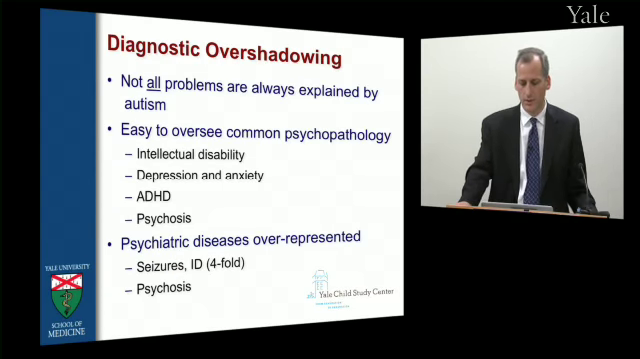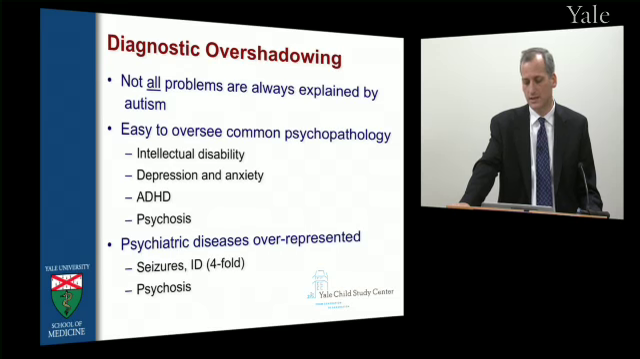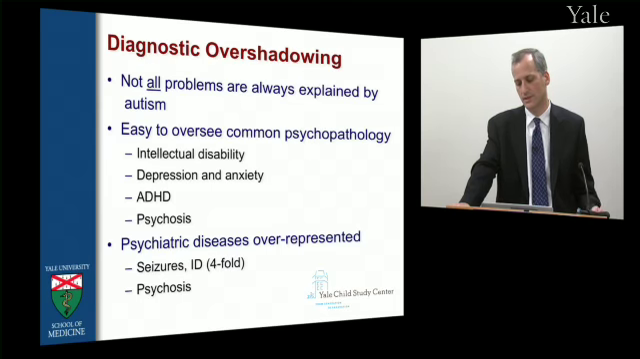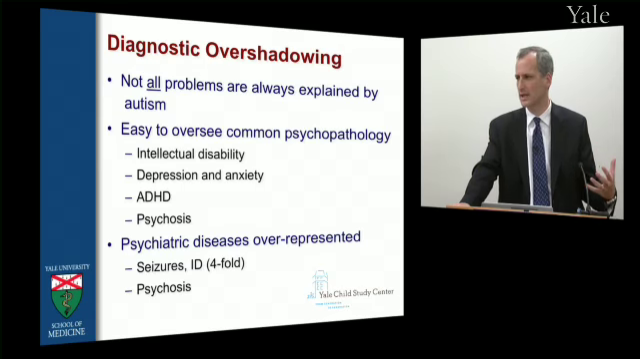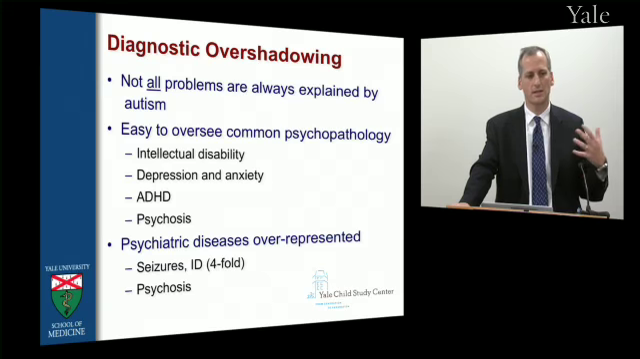Again, not all problems are always explained by autism. It is very easy to overlook even common psychopathology. Intellectual disability, for sure, mental retardation, can be present in two-thirds, three-quarters of kids with autism. Depression and anxiety become particularly serious problems during adolescence, during young adulthood, when some of these individuals, particularly the higher functioning ones, might start seeing that there's something awry, that there's something amiss, that they can't quite connect the way they would like, and then as a consequence of that, they get depressed, they get anxious.